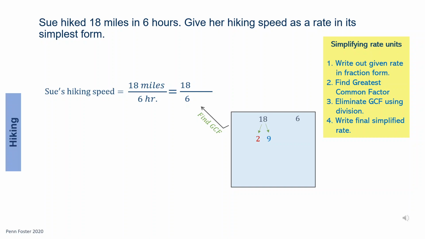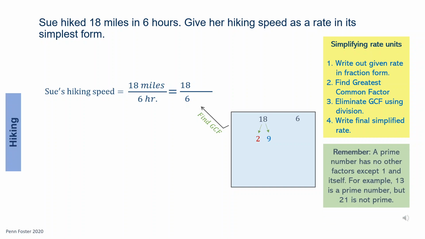The goal is to break down each factor till each branch ends with a prime factor. 2 is a prime factor, so this branch ends there. 9, on the other hand, is not a prime factor. Break down 9 into 3 and 3. 3 is a prime number. No more factoring is possible for this tree.